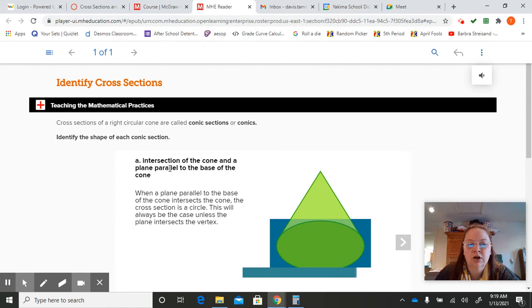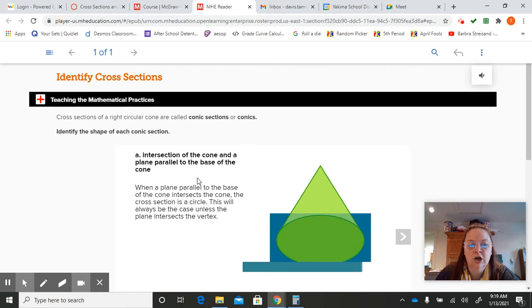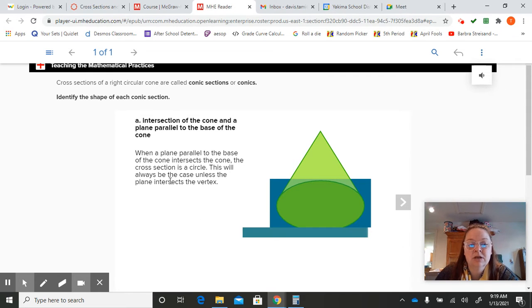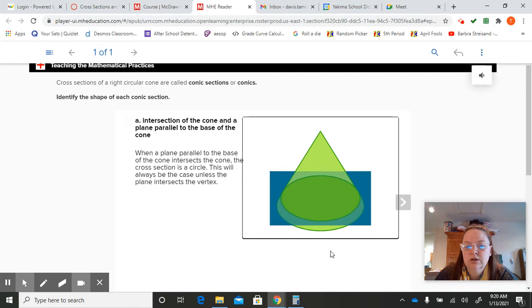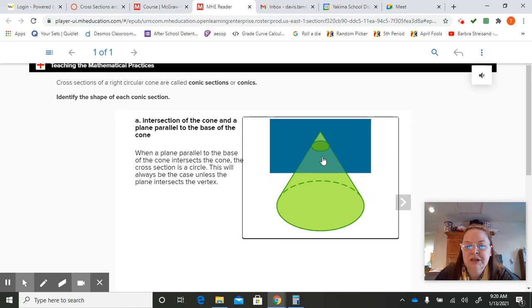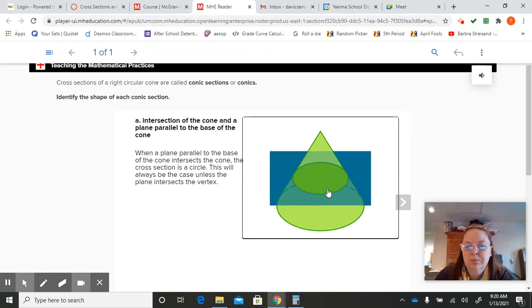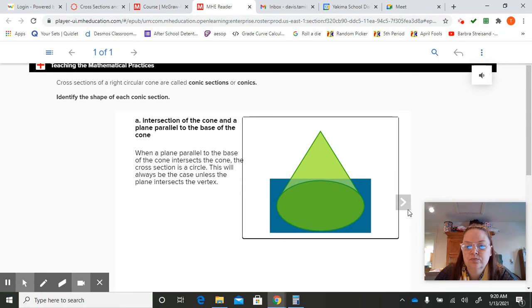The intersection of the cone and the plane parallel to the base of the cone. When the plane parallel to the base of the cone intersects the cone, the cross section is a circle. And so if you took a cone and you just sliced out part of it and held it up and looked at it, it would be a circle. This will always be the case unless the plane intersects the vertex. Right? So you can see in this little animation here, the circle is getting bigger, but it's still a circle.